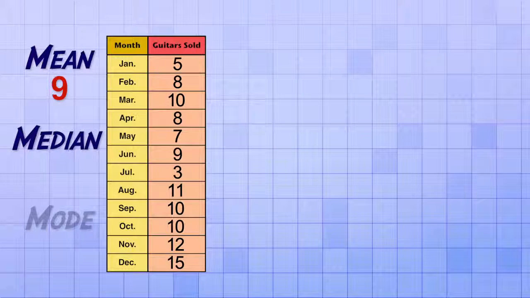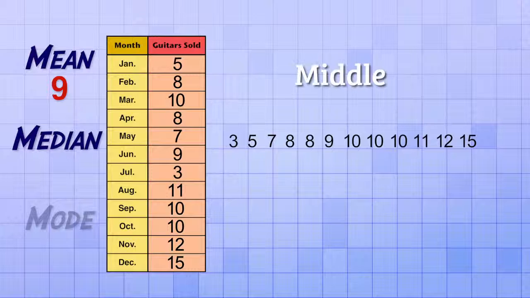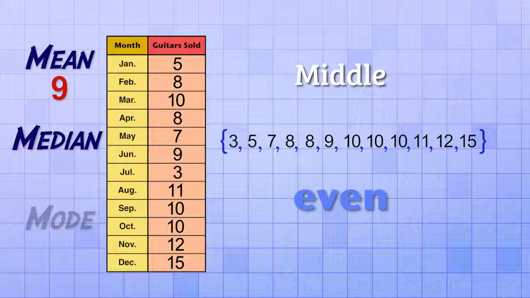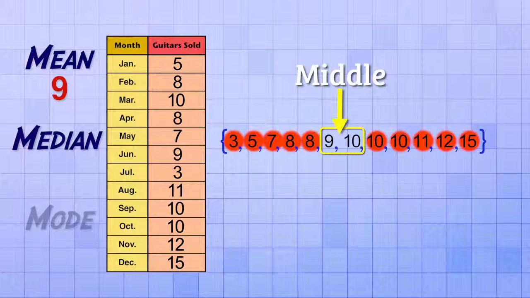Next, to find the median of the data set, we're going to have to rearrange the 12 data points in order from smallest to largest so we can figure out what the middle value is. There, that's better. Since there's an even number of members in this set, we can't just choose the middle number. So we're going to have to pick the middle 2 numbers and then find the mean of them. 9 and 10 are in the middle, since there's an equal number of data values on either side of them.